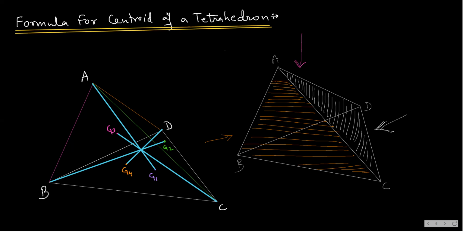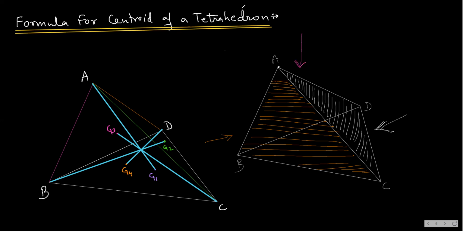Okay. The centroid of a tetrahedron is nothing but the point of intersection of the segments joining the vertex of the tetrahedron with the centroid of the opposite triangle.